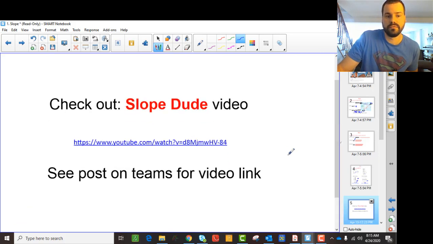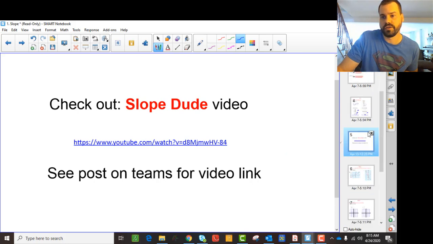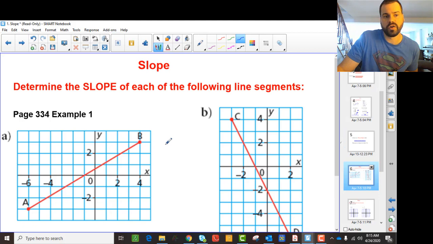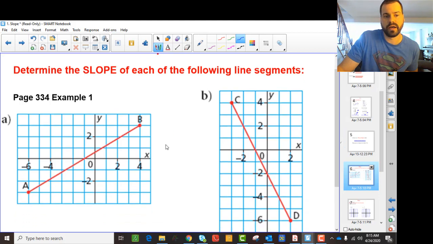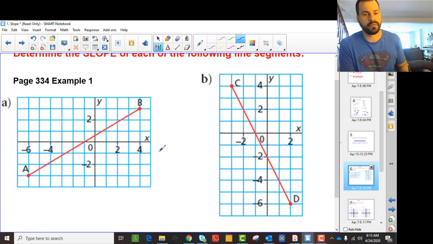And you can check out this video on Slope Dude if you want to get a little more interactive way of looking at it. You can pause the video and do that. But we're just going to look at determining the slope. So if we're given the graph, we want to do rise over run, okay? And slope, we said previously, I don't think you saw it on the slide, we identify it as m. So we're just going to go rise over run.